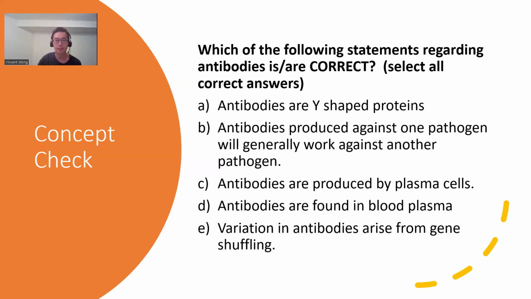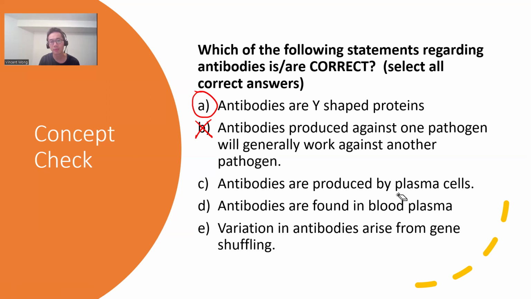But let's see. All the correct ones. Antibodies are Y-shaped protein. That's true. Right? At least you know that one. You should know that one, right? We talked about that. Antibodies produced against one pathogen will generally work against another pathogen. That is not true, right? What you make for the red bacteria is not going to work for the orange viruses, right? Usually, it won't. Okay, keep in mind, usually, right? We're going to come back to this point later.